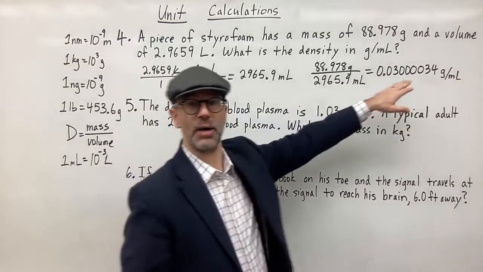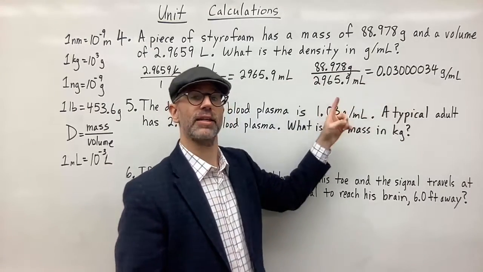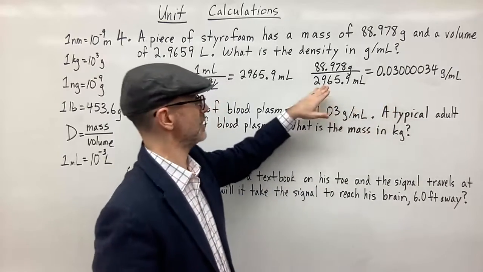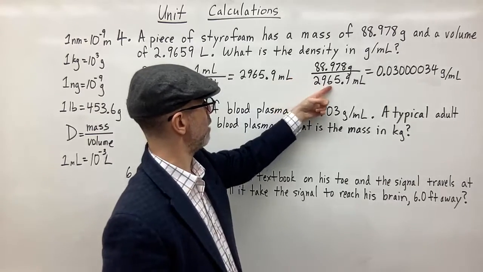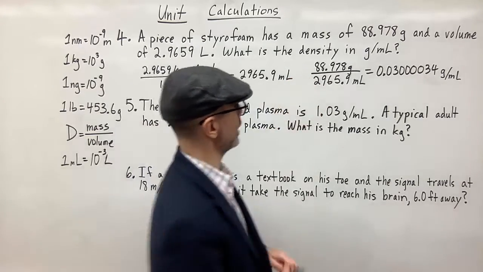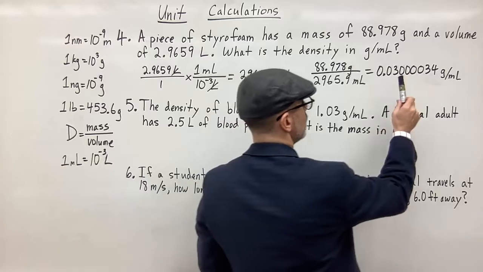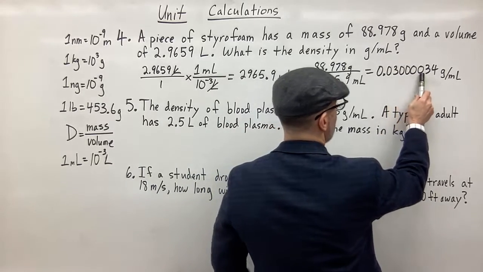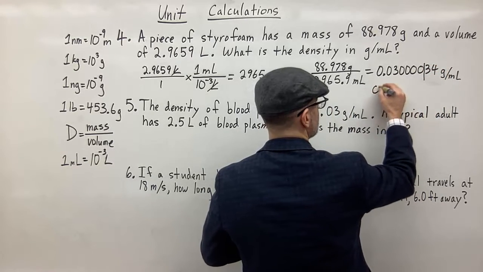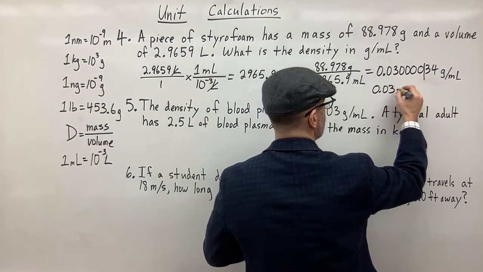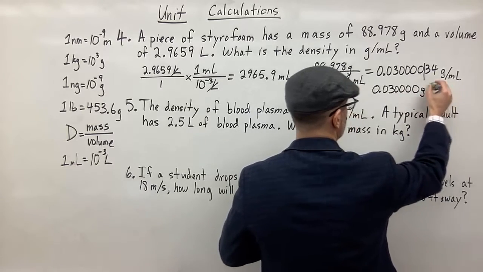So now I've got to figure out how many sig figs I can keep. Remember that when you're multiplying and dividing, the answer should have the same number of sig figs as the least number in your measurements. So here I have 5, and here I have 5. Same number, so I can keep 5. These first 2 zeros are not significant, they're just placeholders. So I have 1, 2, 3, 4, 5. I'm going to cut it off here, and so the answer is 0.030000 grams per milliliter.